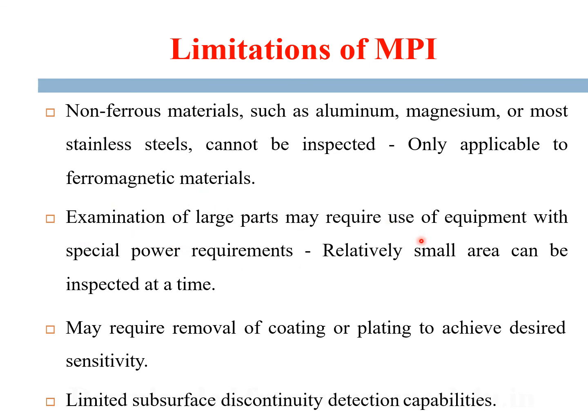Examination of very large parts may require equipment with special power requirements. You need a larger magnetic field, magnets that can produce a large magnetic field. So it is limited to smaller parts, and for larger parts you require larger magnets, and a relatively small area can only be inspected at a certain period of time. So only small areas can be inspected, so it will take a lot of time to complete the testing of the entire product.